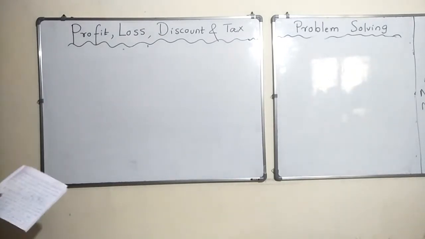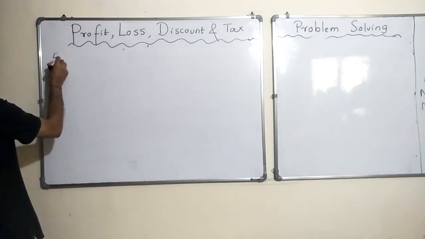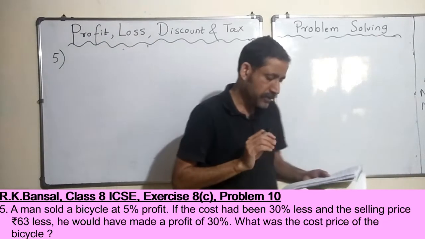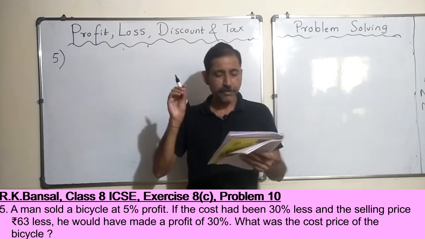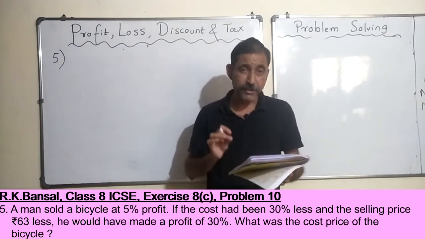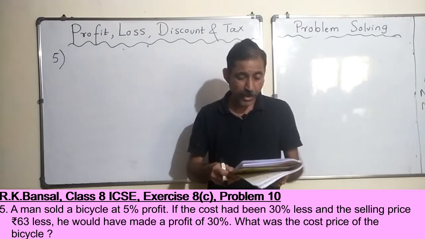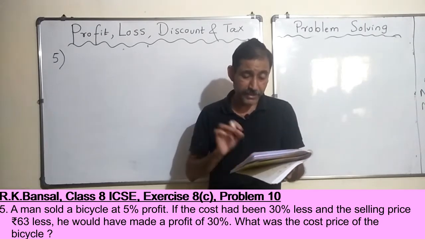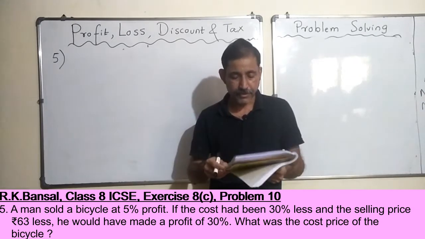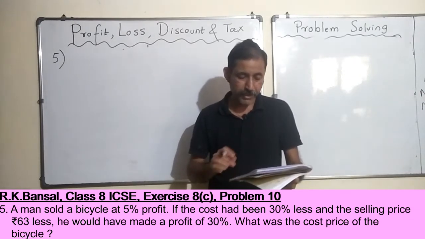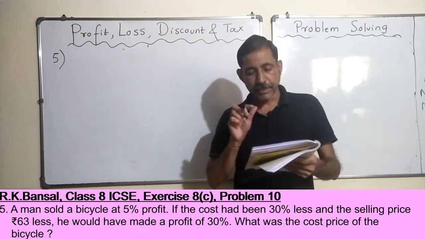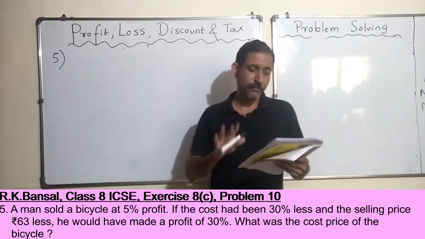Okay, so the fifth problem. Let's move on to the fifth problem. A man sold a bicycle at 5% profit. If the cost had been 30% less and the selling price rupees 63 less, he would have made a profit of 30%. So what was the cost price of the bicycle? Now this may look complicated, but we will take baby steps in solving this problem.